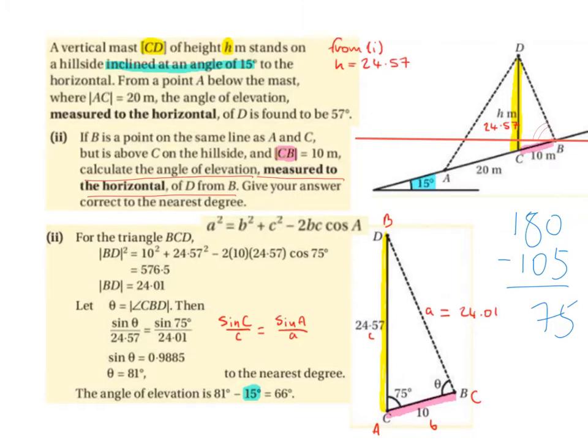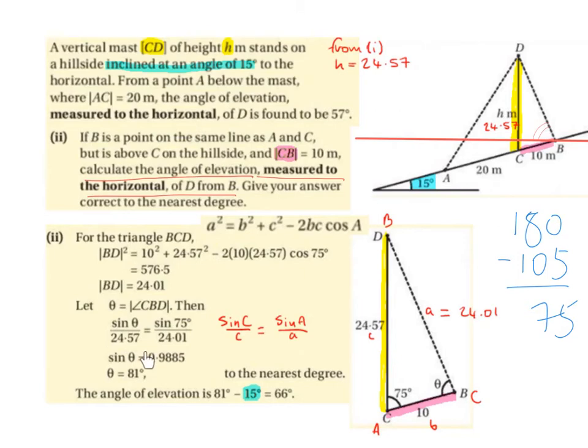So sine C becomes sine theta, and that's divided by lowercase c, which is 24.57. And that's equal to sine A, which is sine of 75 degrees, divided by lowercase a, which is 24.01. So next we cross multiply and solve. So 24.57 multiplied by sine of 75 degrees, all divided by 24.01, leaves us with 0.9885 to 4 decimal places.